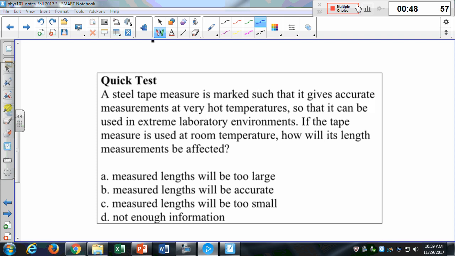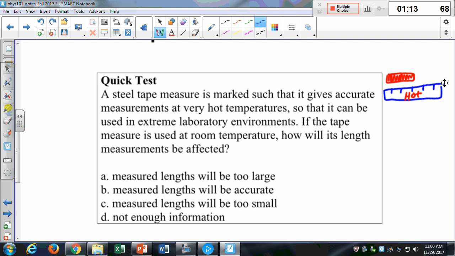Okay, I'm going to help you out, because y'all are sort of split between A and C, and it is either A or C. It helps to draw a picture. This is my ruler at hot temperatures, and let's say this is the object that I'm measuring. I measure that object to be 3 units long. This is at hot temperatures.